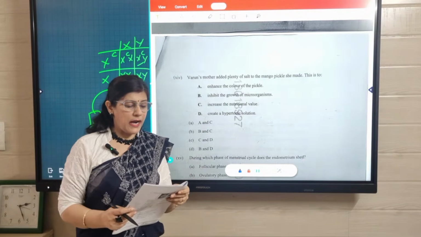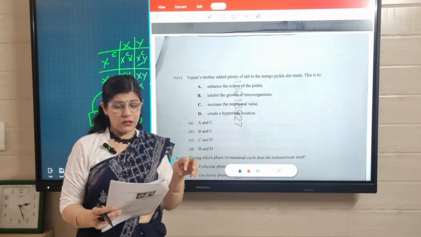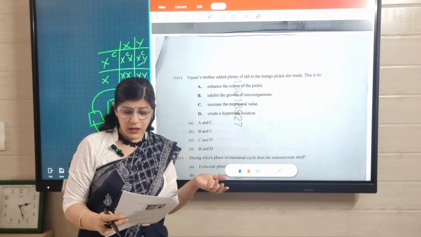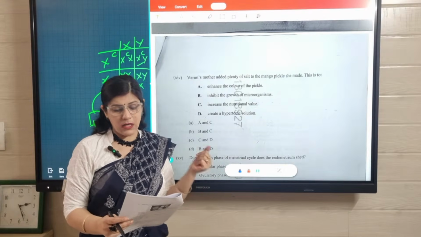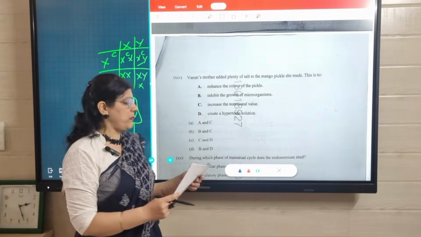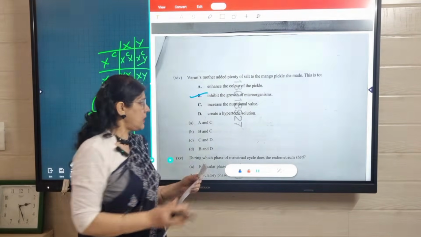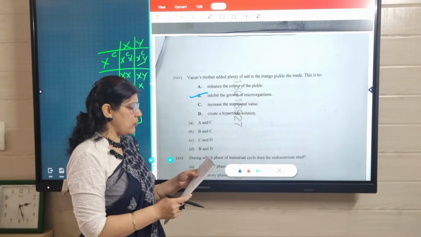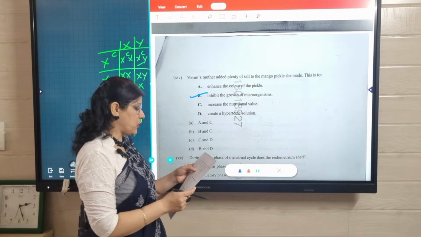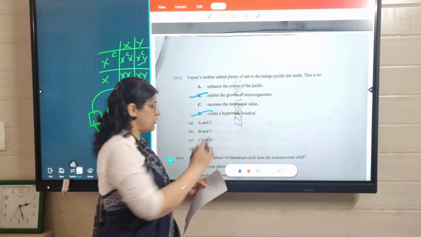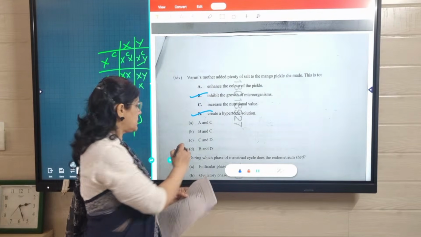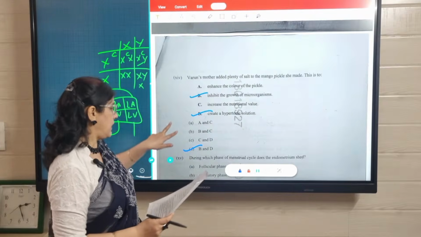14th, Varun's mother added plenty of salt to the mango pickle she made. This is enhance the color of the pickle. Salt का कोई color थोड़ी इसके color enhance हो रहा है. Inhibit the growth of microorganism, which is correct option, and increase the nutritional value. Create a hypertonic solution. Hypertonic solution, option number D is correct. It means आपका option D, B and D वाला correct है.